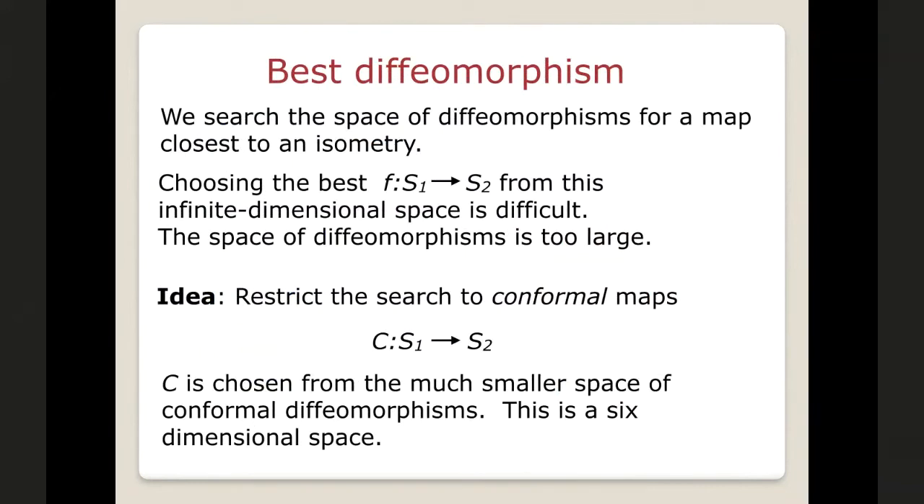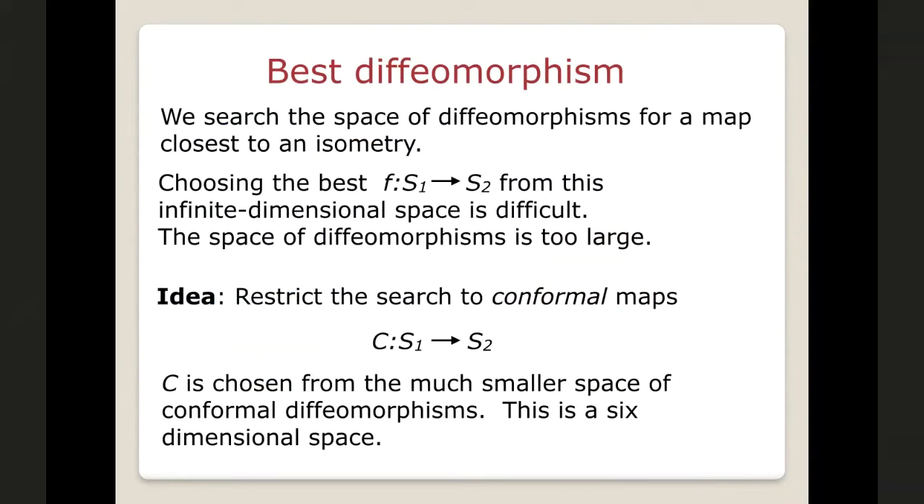And the issue we're going to run into is that trying to find a best diffeomorphism in the space of all diffeomorphisms is a very difficult problem because the space of diffeomorphisms is too large. It's an infinite dimensional space. And it's very hard to optimize in an infinite dimensional space. Many of the things you might try will run into this problem where you hit some local minimum and you can't find the global optimum.